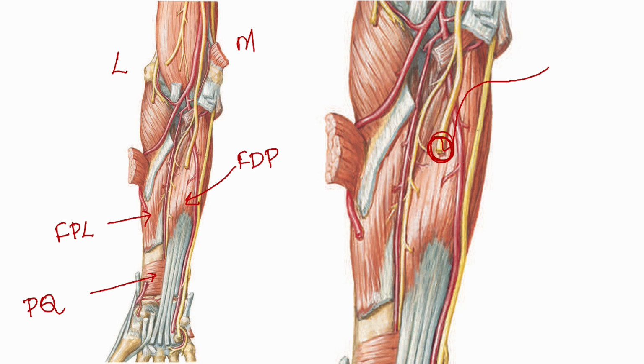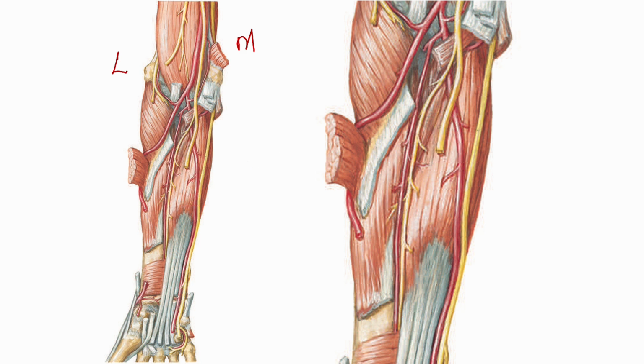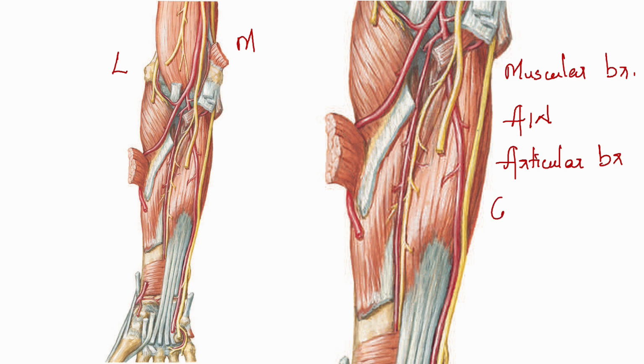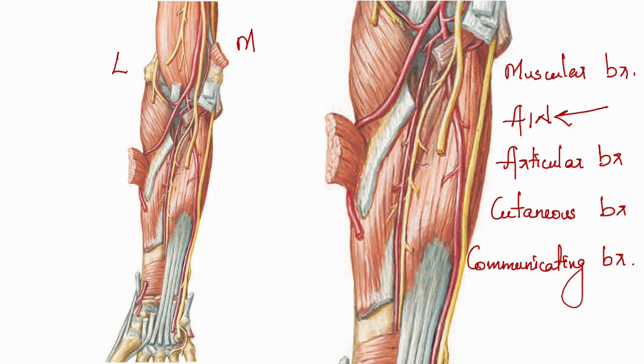When we consider the branches of the median nerve in the forearm, we have mainly 5 different groups of branches, and I will label them one by one. First one will be the muscular branches. Second group, which is the important one, is the anterior interosseous nerve. Then we have the articular branches. Fourth, cutaneous branches, and finally we have communicating branches. Among these, the most important one will be the anterior interosseous nerve. Other branches are also important, but specifically the anterior interosseous nerve deserves more importance.